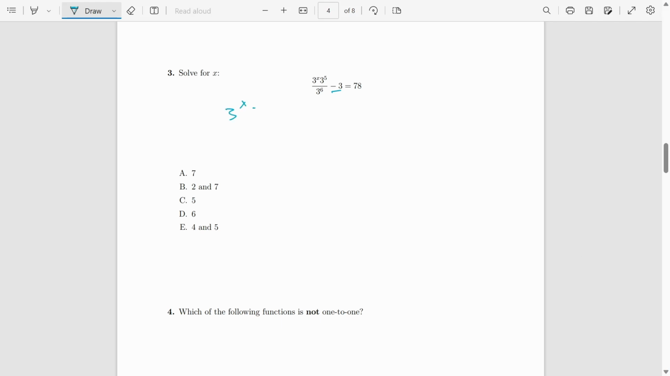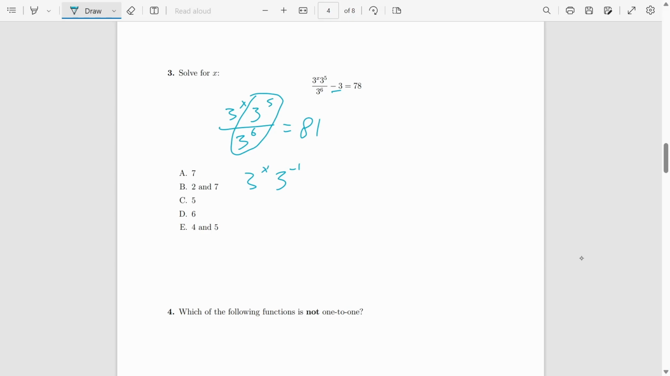So this is 3 to the x times 3 to the 5th over 3 to the 6th equals 81. So now's the point where it's good to remember this one property of exponents where if they're all the same base, but I'm specifically pointing out these two, when you divide them, you just subtract their exponents. So this ends up becoming 3 to the x times 3 to the negative 1.